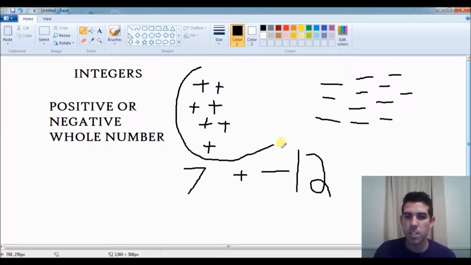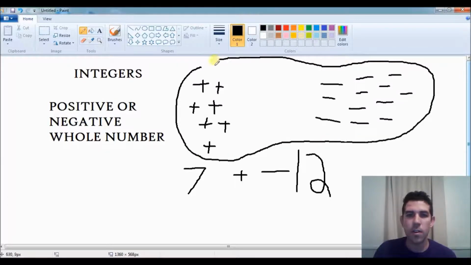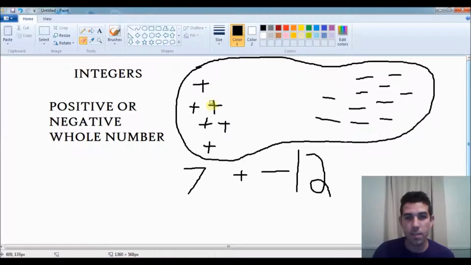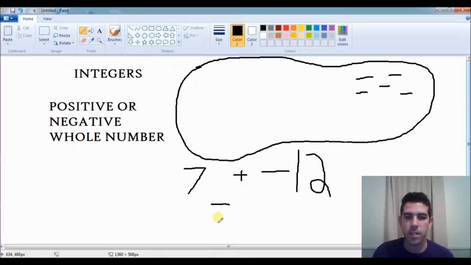12 negatives. We use the addition sign because this is one giant battle. They're all together now. And again, when we removed one positive for one negative, negatives win by 5. So what's your answer here? 7 plus negative 12? The answer is negative 5. This is how it works when there are different signs, positive versus negative. You find out who won and by how much.